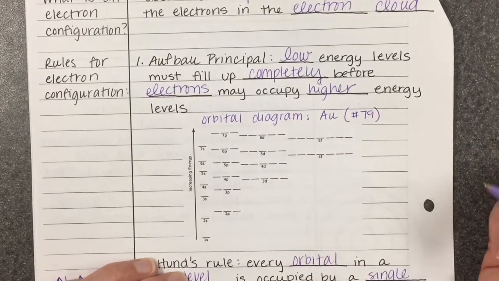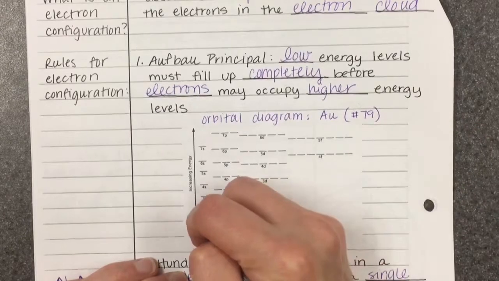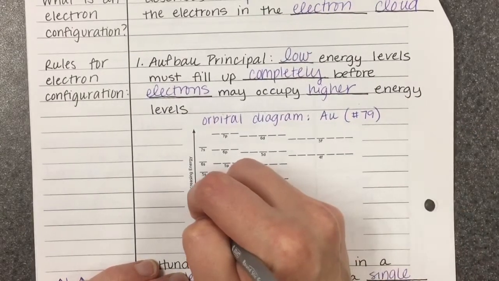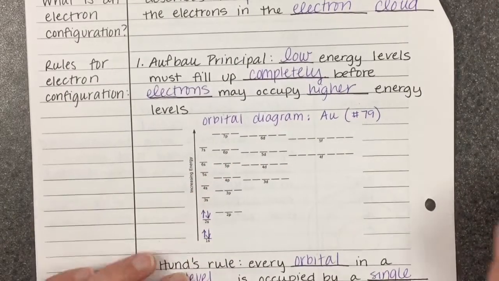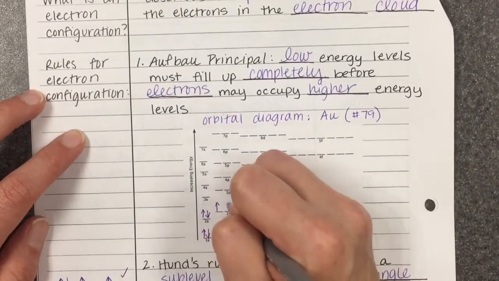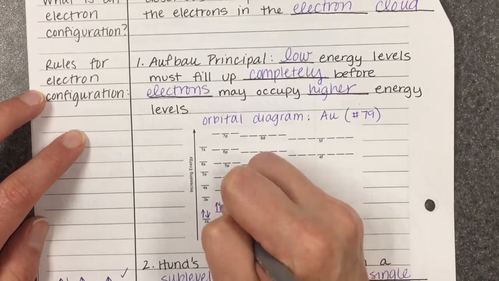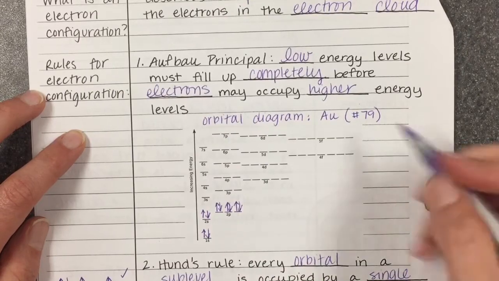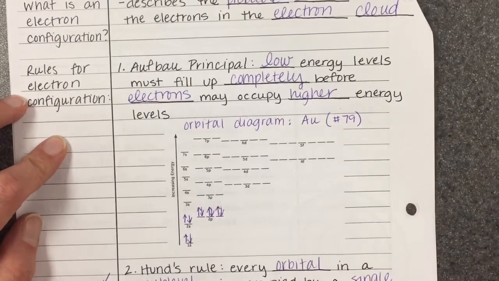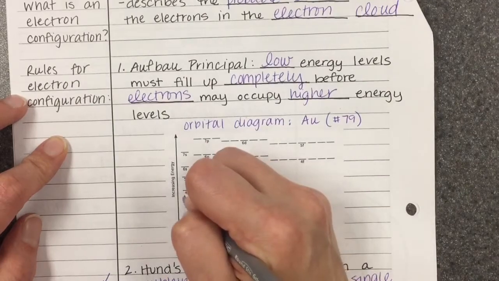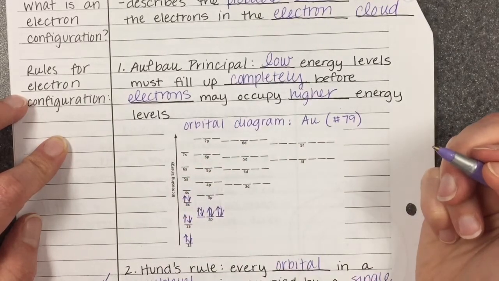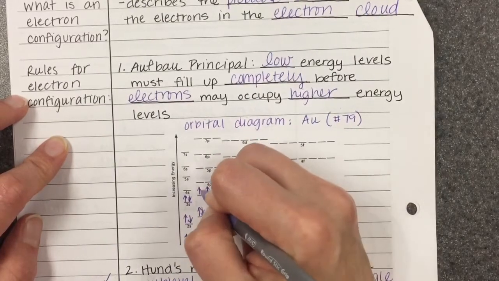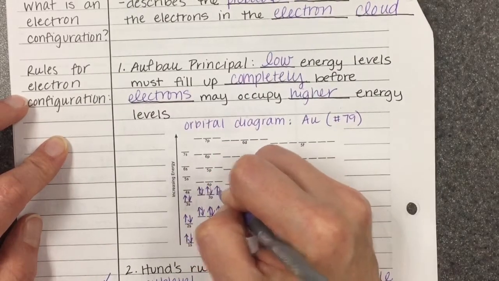But we're going to follow the rules, and we're going to start at the bottom. We're going to fill up the 1s, up, down. I'm going to fill up the 2s, up, down. I'm going to fill up the 2p, up, up, up, down, down, down. Now that's 10 arrows so far. I need a total of 79, so I'm going to keep going. Up, down, the 3s fills up. Then next I see the 3p, up, up, up, down, down, down.